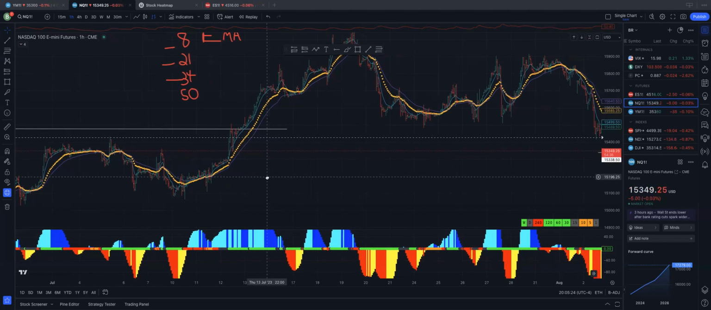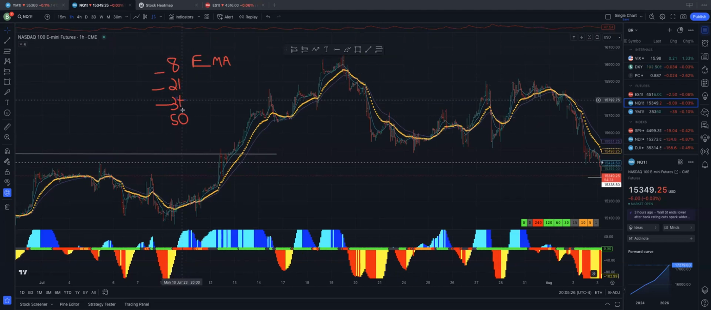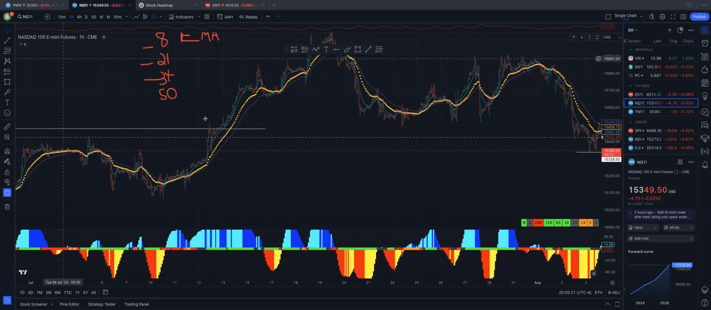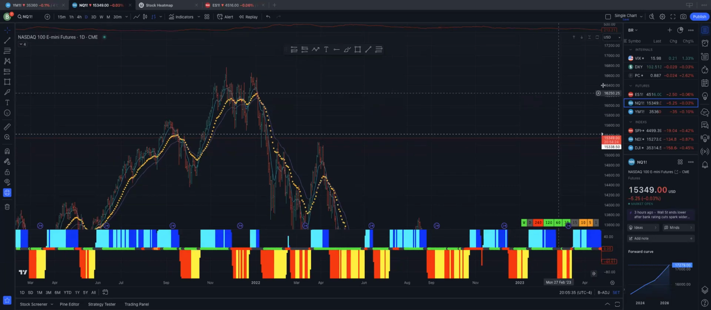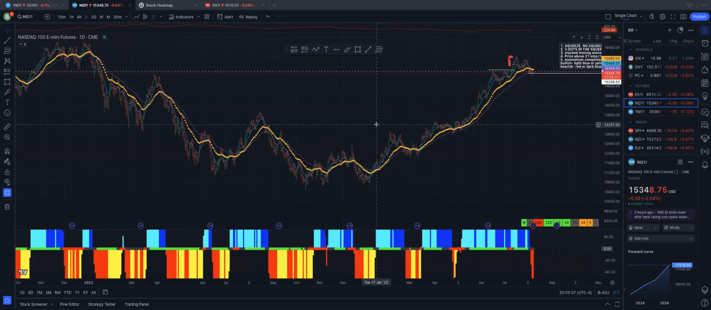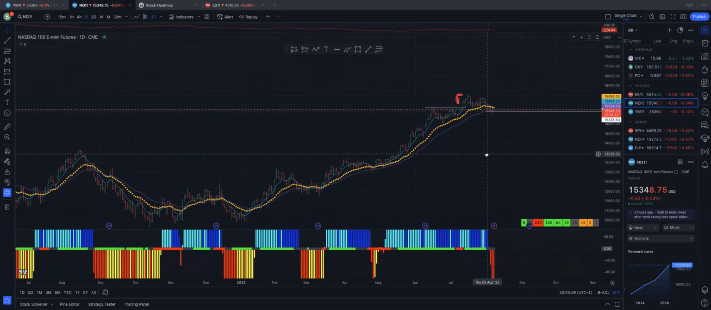And so this is how I identify it. So I use these moving averages here. They're all exponential moving averages. And so what I do is, if I'm gonna move to a higher time frame, so it's not as choppy. But okay, so let's look here.